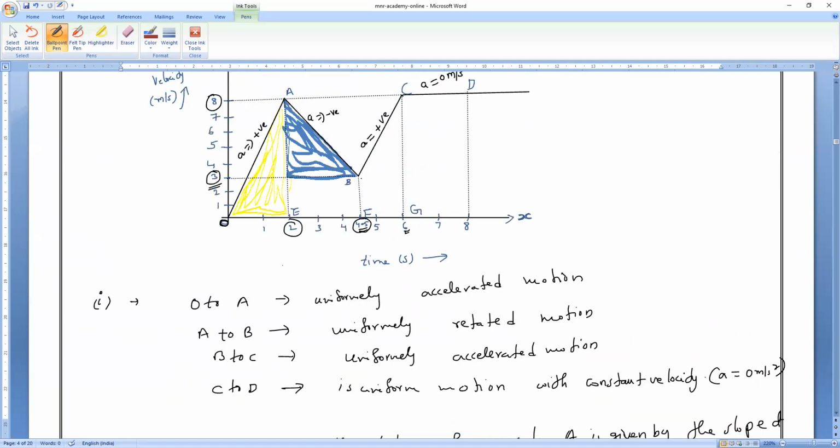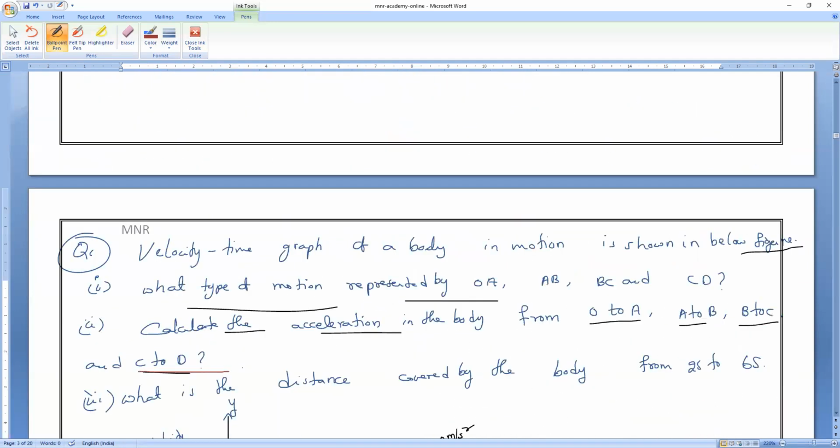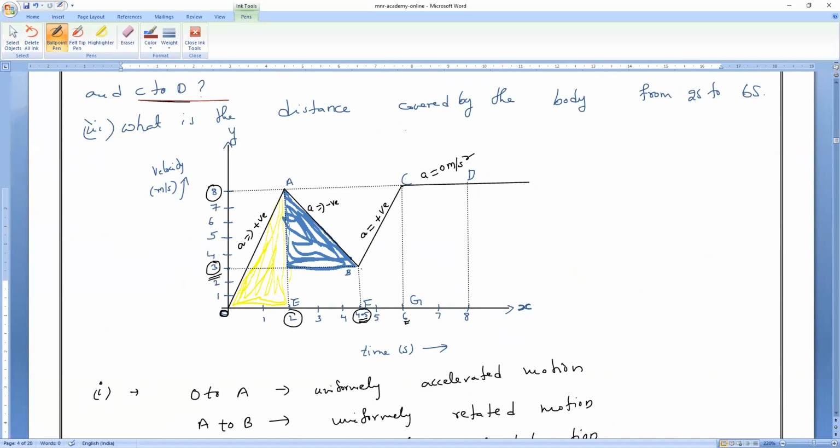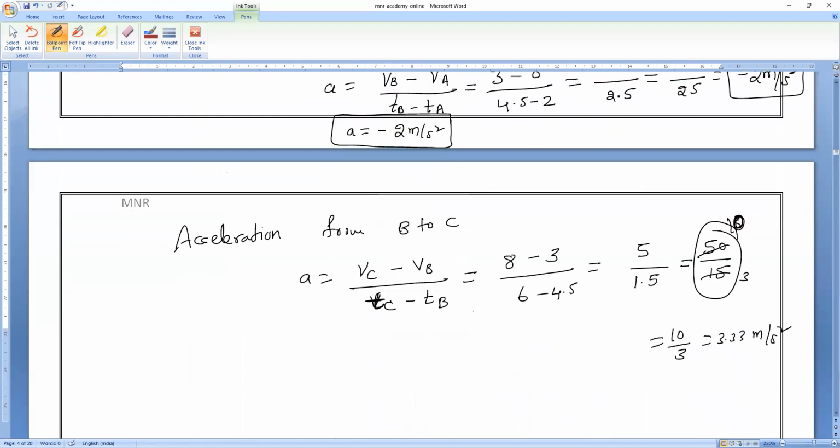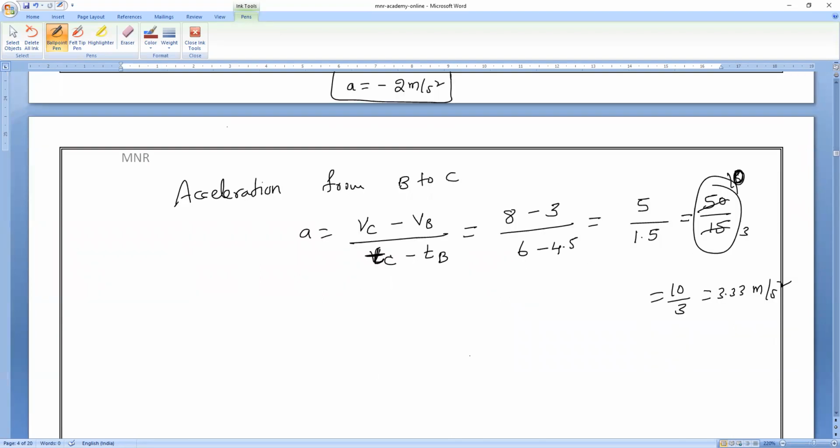Next, the last question is there still. They are asking the acceleration between C to D. So C to D, tell me, what is the initial velocity? Initial velocity is 8. Final velocity also 8. Sanjay is asking about B to C. Okay, Sanjay, check it. Complete it, everybody.